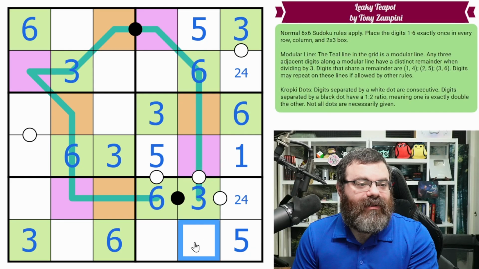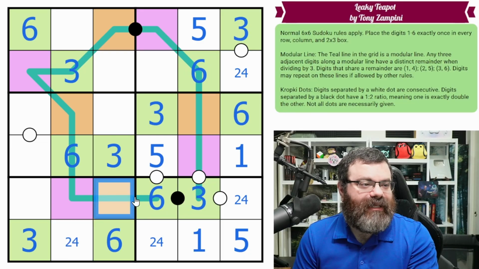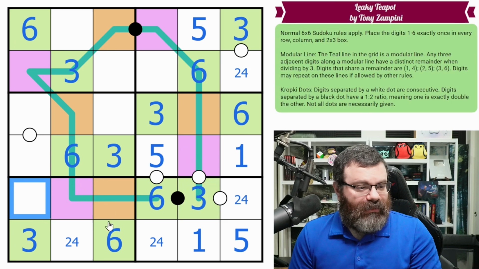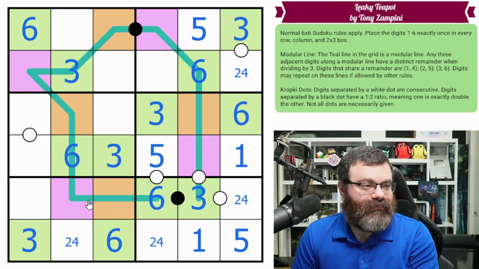So I need a 1 in this column, which can only go there. This is 2 or 4. This is 2 or 4 for the row. I wonder if the colors are needed anymore. I'd like to keep them, you know what I mean, just to keep track of the modular line.